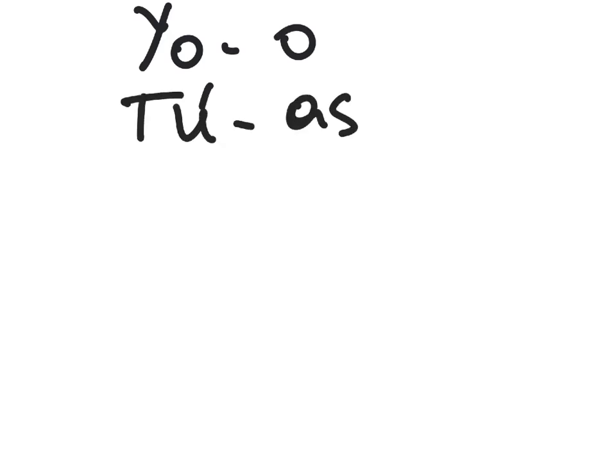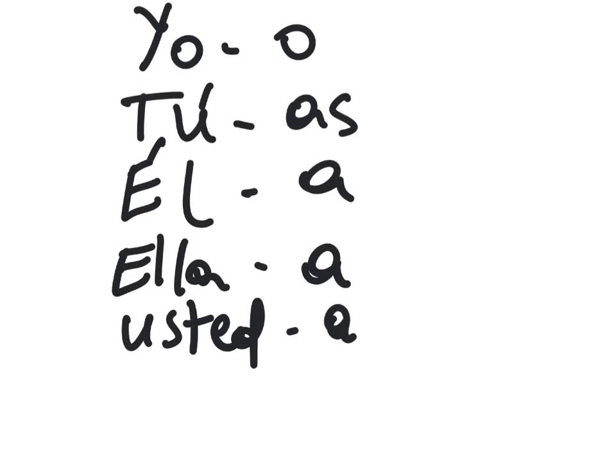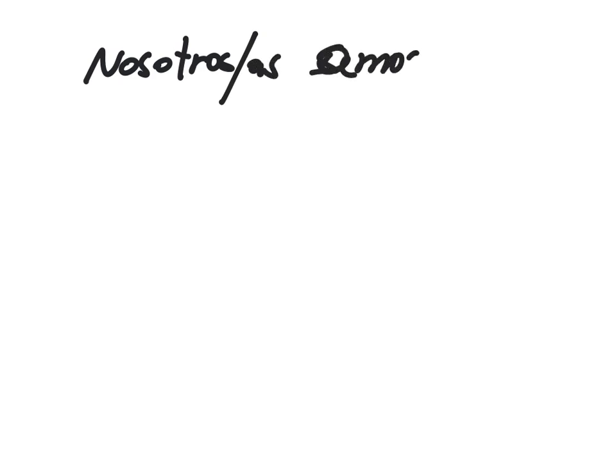The ending for yo is o. For tú is as. For él is a. For ella is a. For usted is a. Then we have the next one, which is the nosotros form. Nosotros, nosotras: amos.